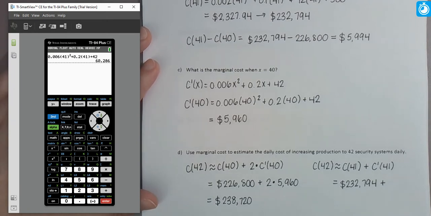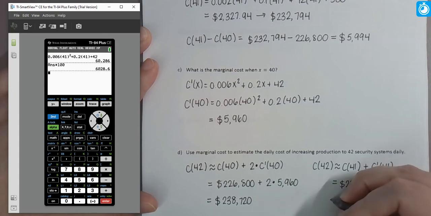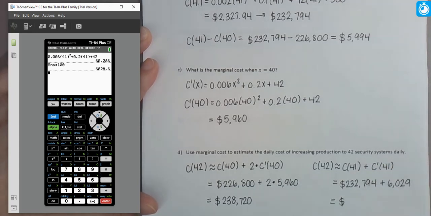Why is that not right? What's wrong? Remember, multiply it by 100. So 6,028. There we go. That sounds better. And if we round to the nearest dollar, let's round up. So 6,029. And then let's get the approximation this way.